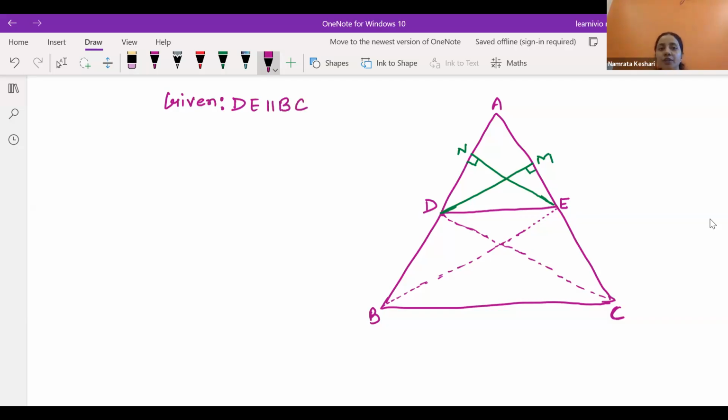We were having the theorem: a line parallel to one of the sides of a triangle, intersecting the other two sides at two distinct points, D and E, then prove that the other two sides are divided in the same ratio. So we are supposed to show that AD by BD is equal to AE by EC.